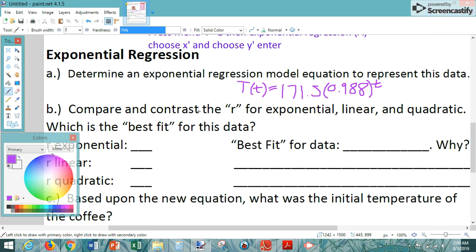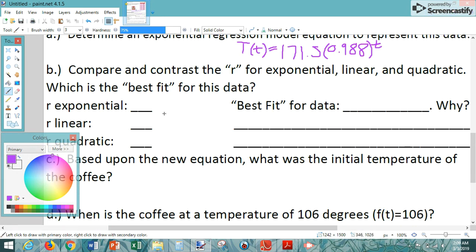B. Compare and contrast the R for exponential, linear, and quadratic. Which is the best fit for this data? So in addition to our correlation coefficient R, let's go ahead and also list our determination coefficient R squared. And for quadratic, there is no R. There's only R squared.